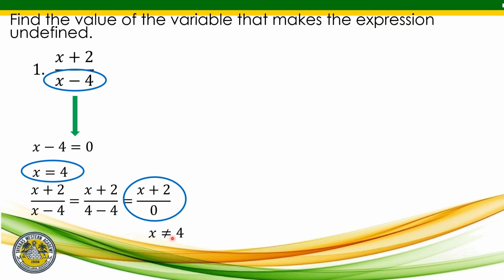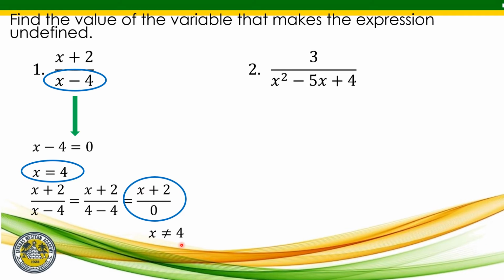So, ito lang yung ilalagay natin. X should not be equal to 4. Ito lang yung symbol. Ang basa dito, should not be equal or is not equal to 4. Yung equal sign na merong slant sa gitna. Then, yan na yun. Ito na yung final answer natin.